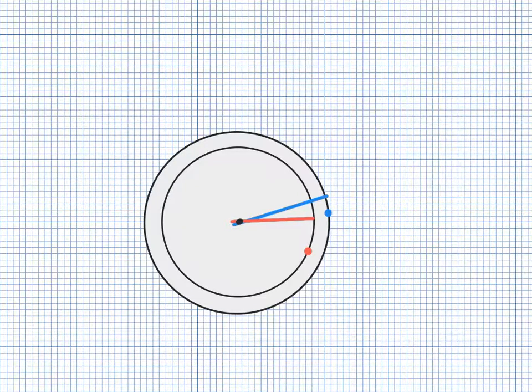Since both these runners are in a circle and we can assume that they run the same speed, they therefore have the same angular velocity. But as we can see, runner blue has a longer radius, which means that runner blue has to run a longer distance than runner red. Therefore, their linear velocities would not be the same.